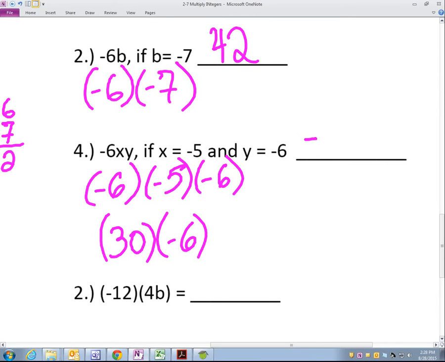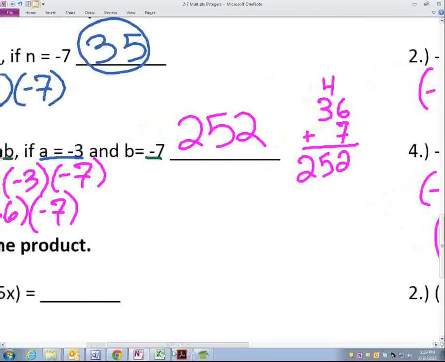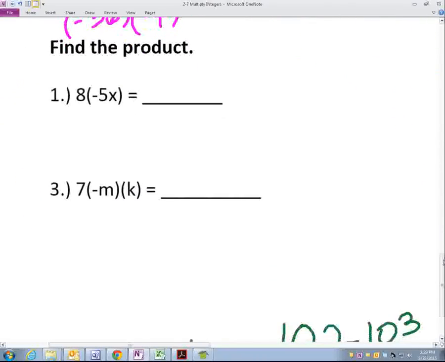30 times x is 180, and that's the final answer. Go ahead and circle this. Now this is a little bit different. Now, rather than substituting, we have variables that we don't know what they are.